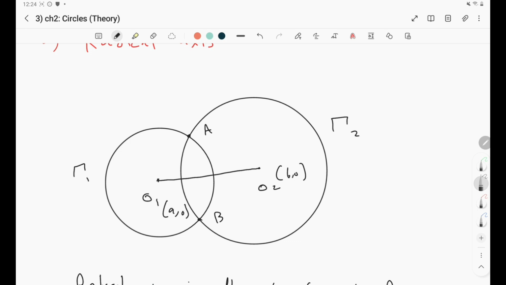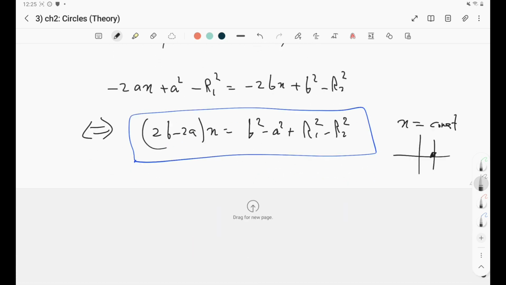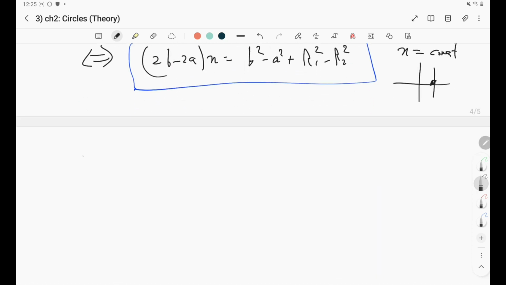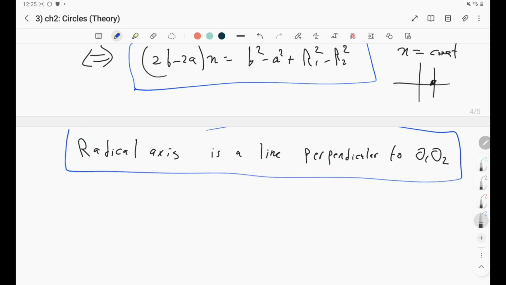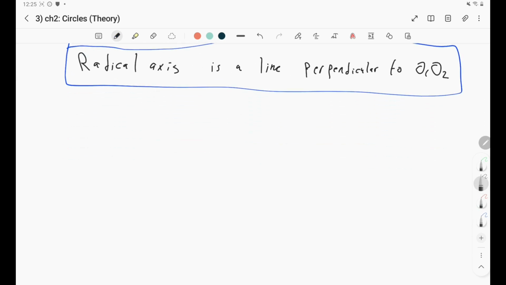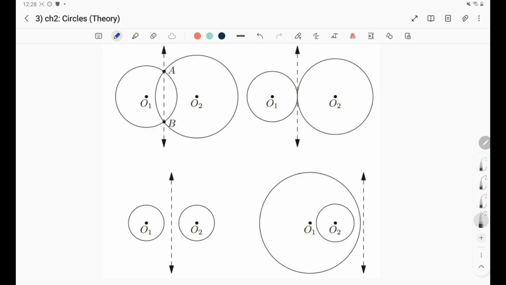So what we have seen is that what we can say for sure is that the radical axis is a line perpendicular to O1O2. This always holds. However, regarding the cases, we have many cases. Let's put them here. So here is the list of cases that you might see for two circles.